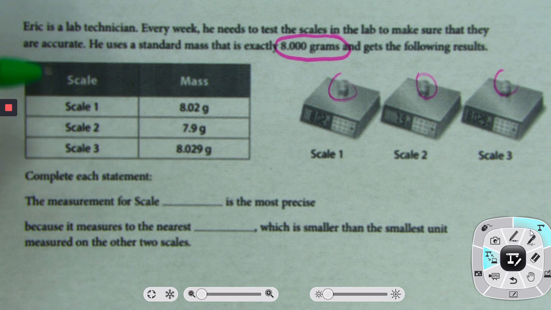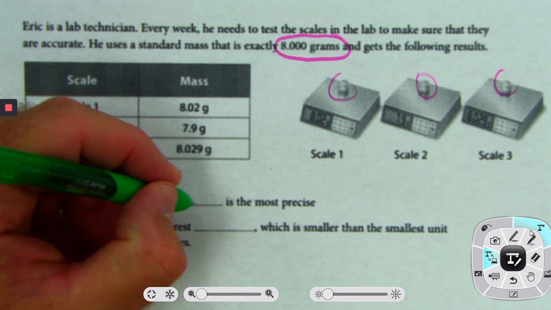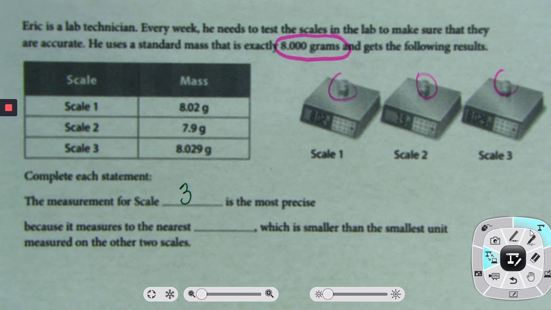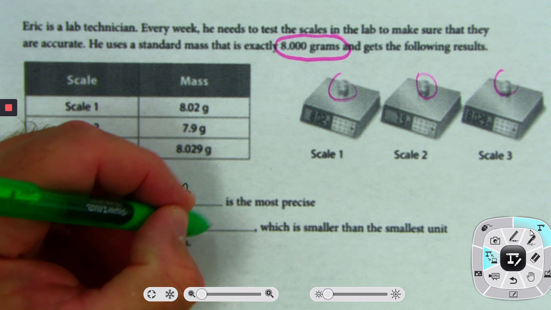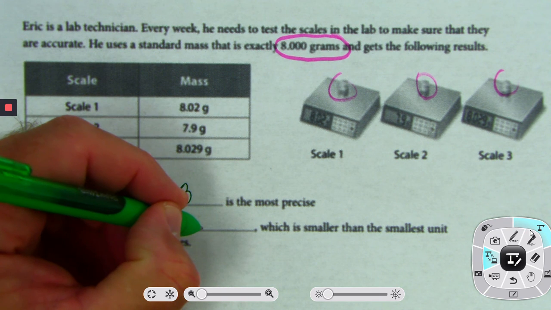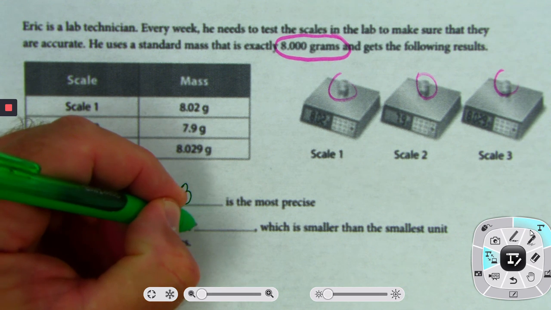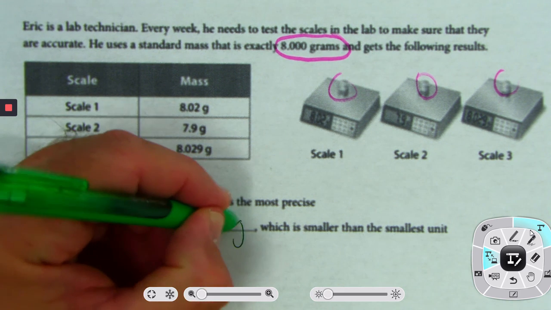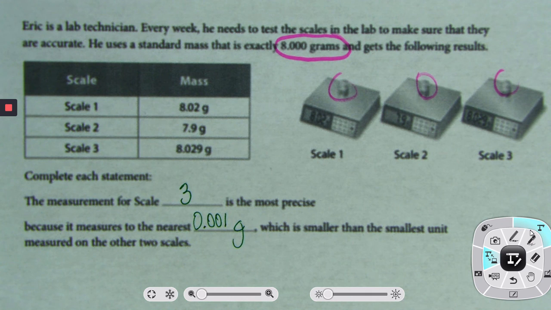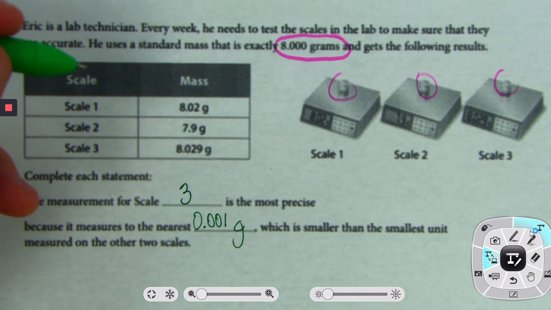Yep. Somebody said in the classroom, the measurement for scale 3 is the most precise, because it measures to the nearest thousandth of a gram. Not inches, that's distance. Grams. And that's the smaller of the units. That's the smallest unit. So that makes scale 3 the most precise.